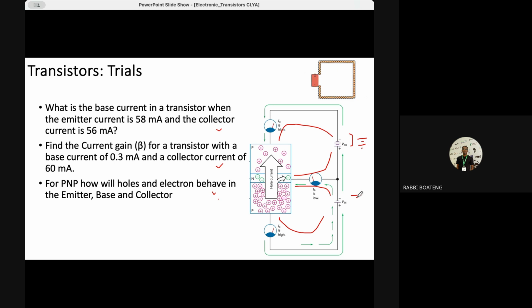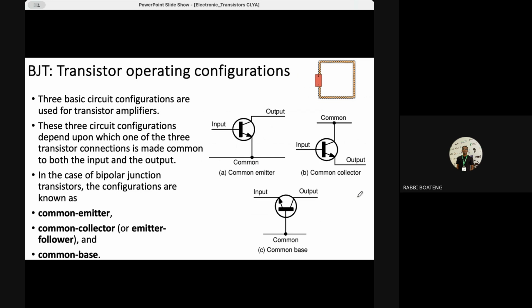Should I go on? Now, the question that Sir George asked: how do we get a transistor as an amplifier? And this is how it comes in.